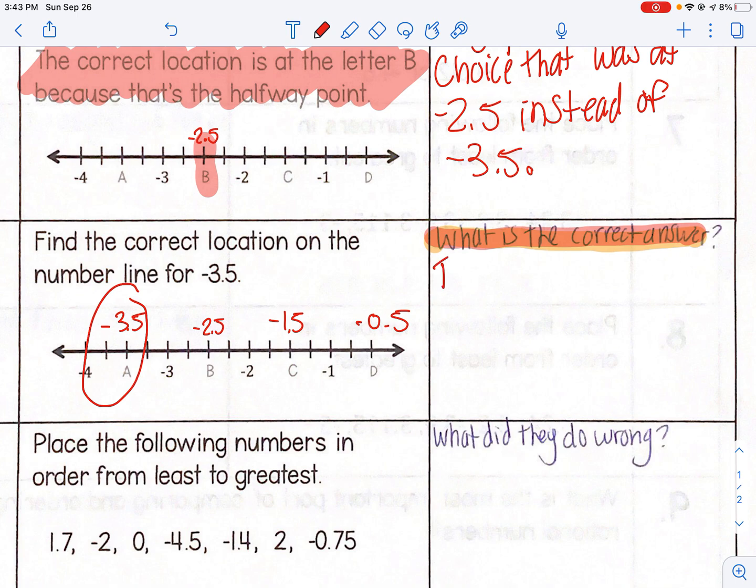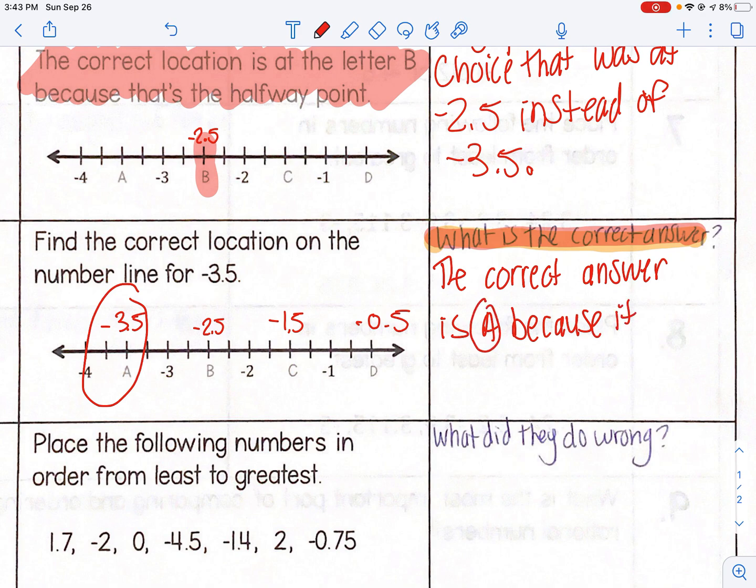So I'm going to say the correct answer is A because A is halfway between negative 3 and negative 4.